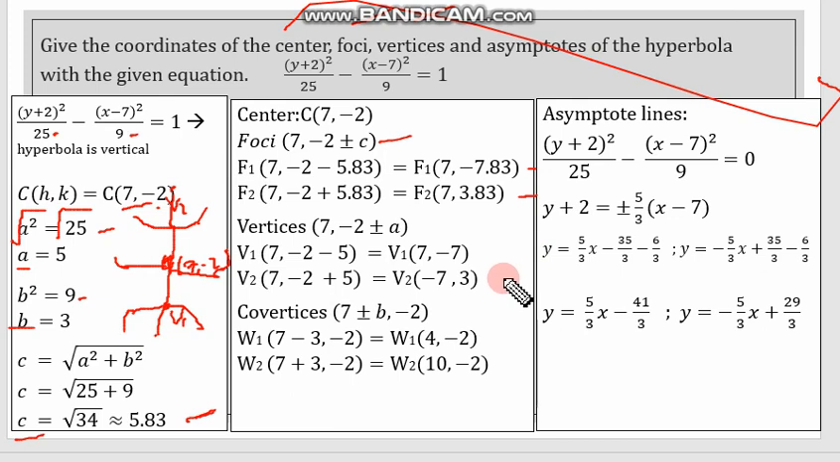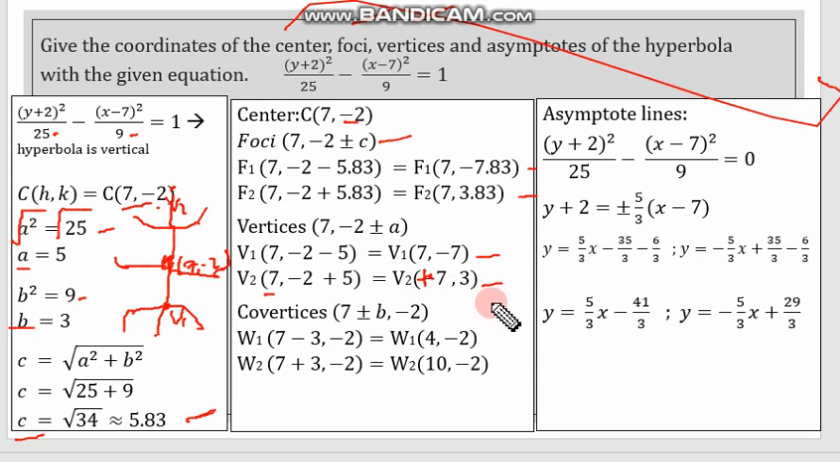While the vertices are collinear with our foci, therefore we will add and subtract the value of a in the y coordinate of our center, which is negative 2. The x coordinate stays 7. So negative 2 minus 5 is negative 7, so vertex 1 is 7 and negative 7. While for vertex 2, negative 2 plus 5 is positive 3, so vertex 2 is 7 and 3.